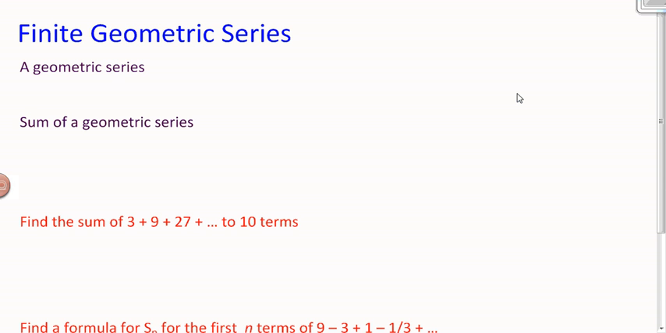Now that you've looked at adding or partially adding up an arithmetic series, we're now going to look at adding up part of a geometric series. We're going to start with the part, and then eventually we're going to get to an infinite as well.